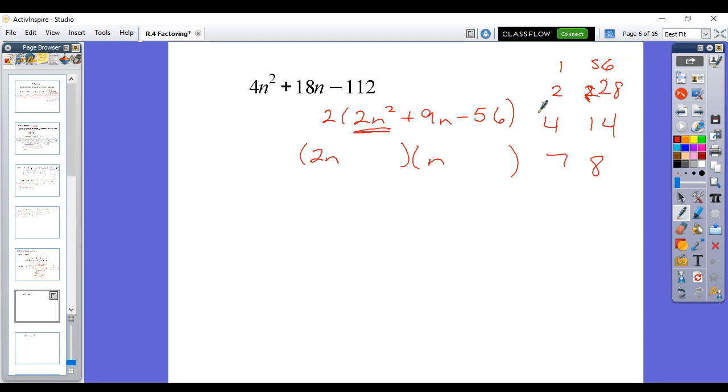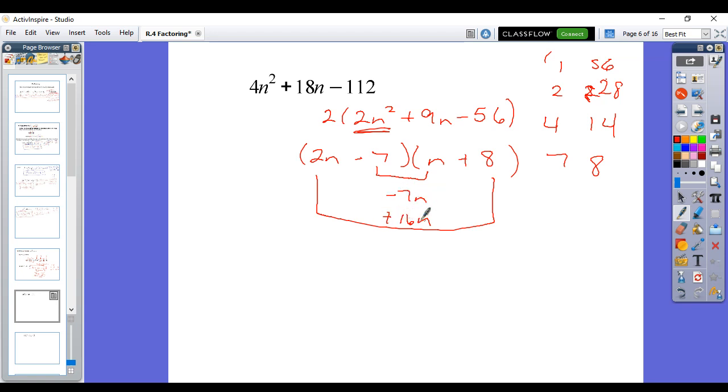All right, so these are our sets of numbers. These two, these two, these two, and these two. They all multiply to be 56. So which ones can somehow give us a 9 when we're looking at our inner and our outer? Let's try this one here. Let's do a 7 and an 8. Let's go with the negative on the 7 and the positive on the 8. Let's see what we get. Negative 7 times n is negative 7n. 2n times 8 gives us a positive 16n.